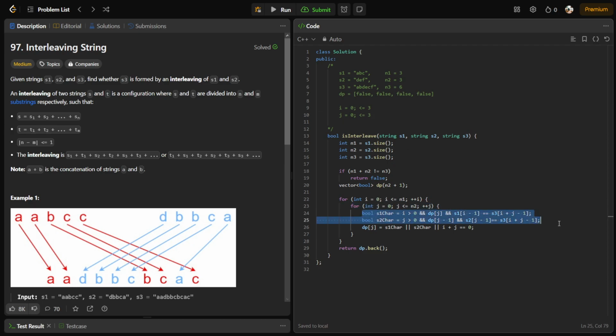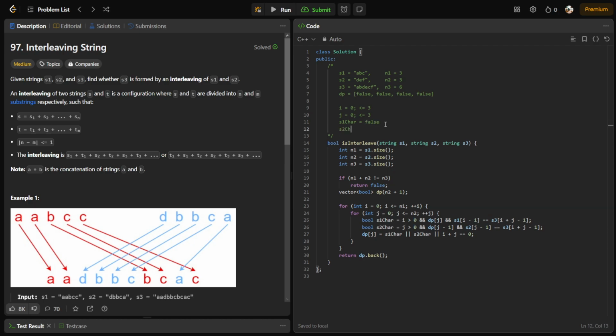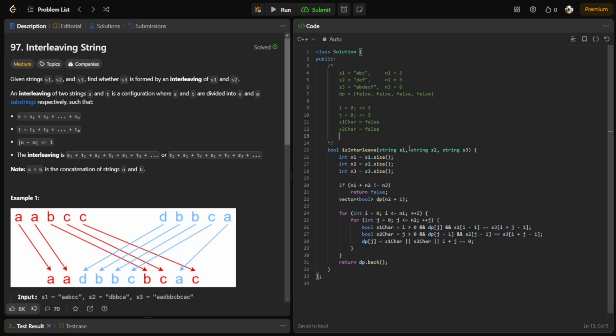So here we have the booleans. So f1 char. If you look here, since i and j are both 0, that's nothing out, so we don't need to check the rest behind it. So both of these will be false for the first character at least. And here, dp[j], j is 0, so we're looking over here. It equals s1 or s2 or i plus j equals 0. Since i and j are both zeros and they add up to 0, this will in turn become true.